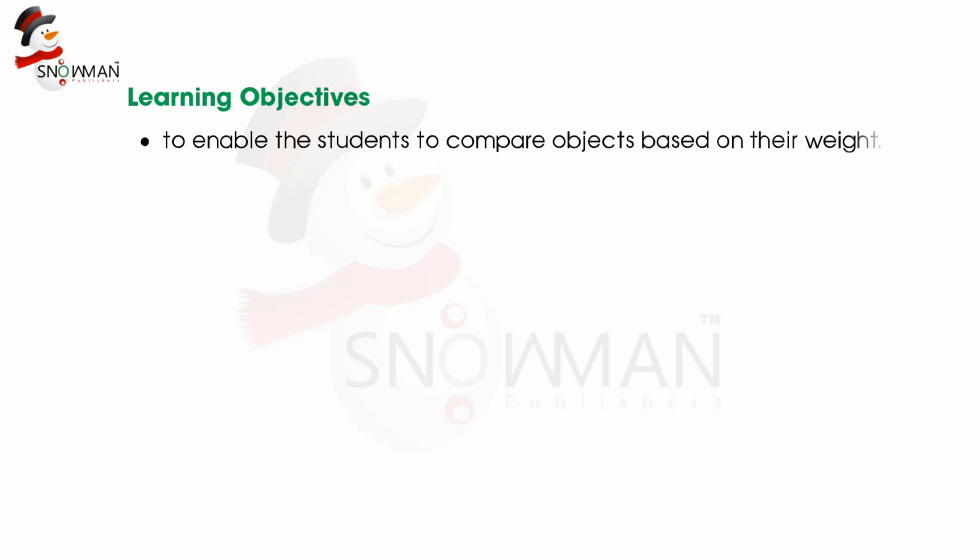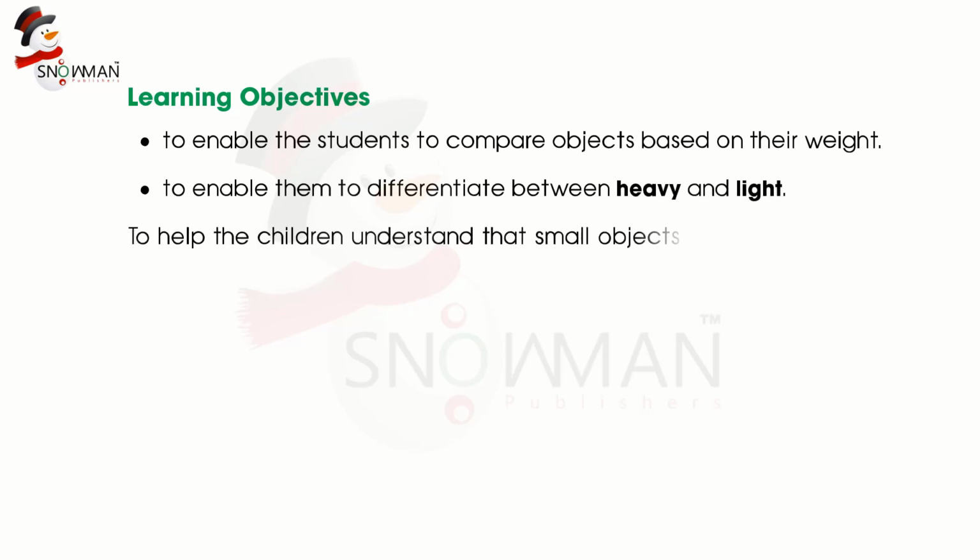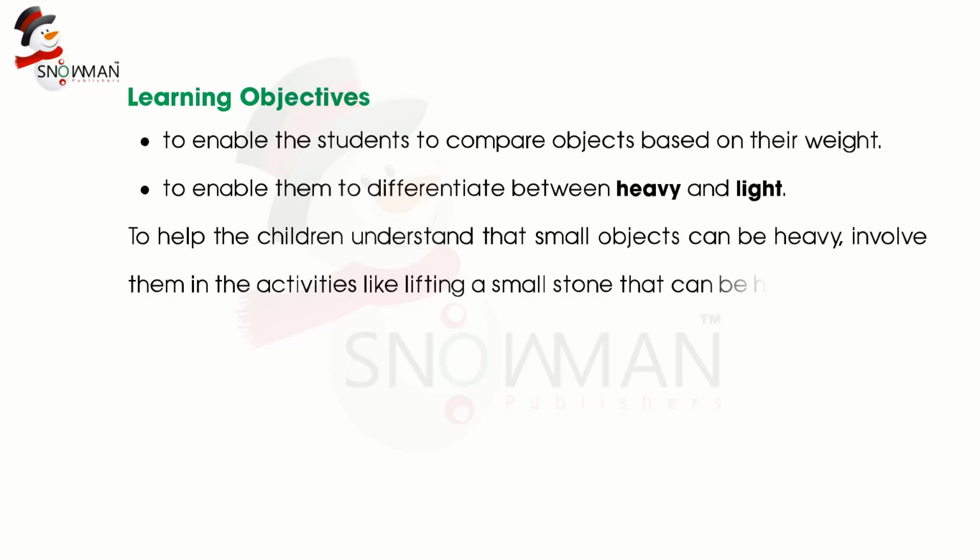Learning objectives. To enable the students to compare objects based on their weight. To enable them to differentiate between heavy and light. To help the children understand that small objects can be heavy. Involve them in activities like lifting a small stone that can be heavy. Show the relationship between weight and size.